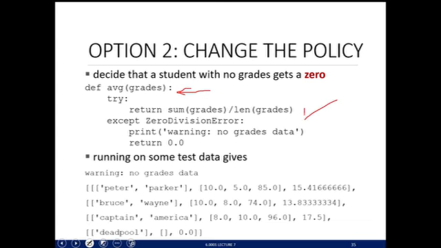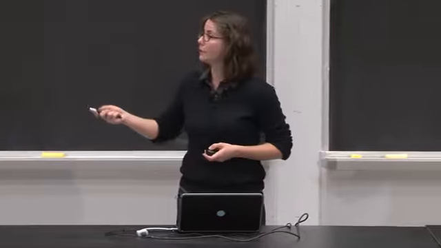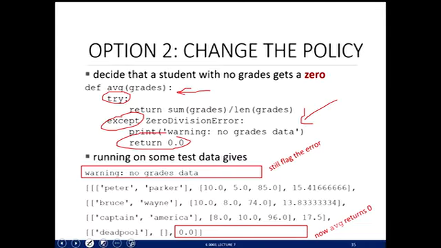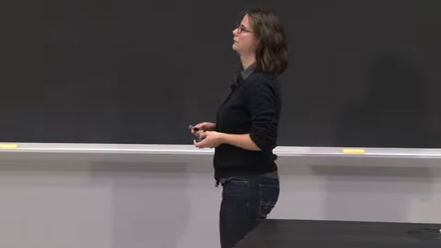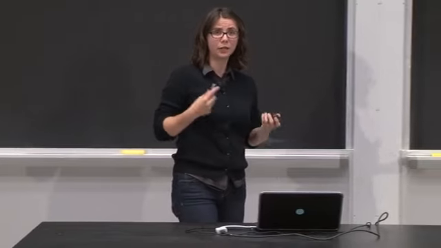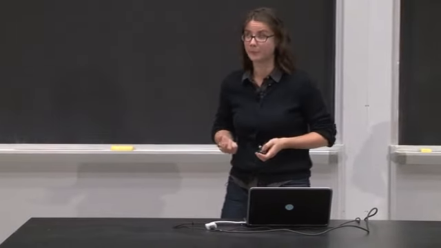So this is the exact same thing as before. We have a try and an except for the 0 division error. We also print a warning, no grades data, and then we return a 0. So we still flag the error, and now instead of a None, we get a 0 because we've returned 0.0 here, as opposed to just leaving it blank. All right, so those are exceptions.